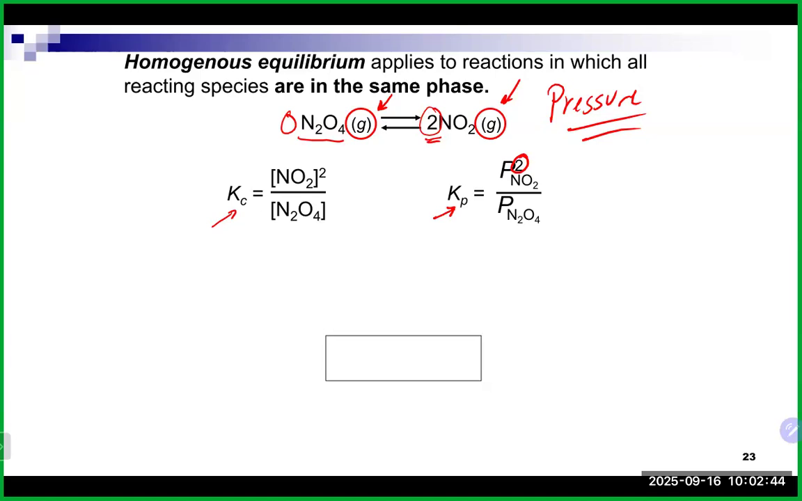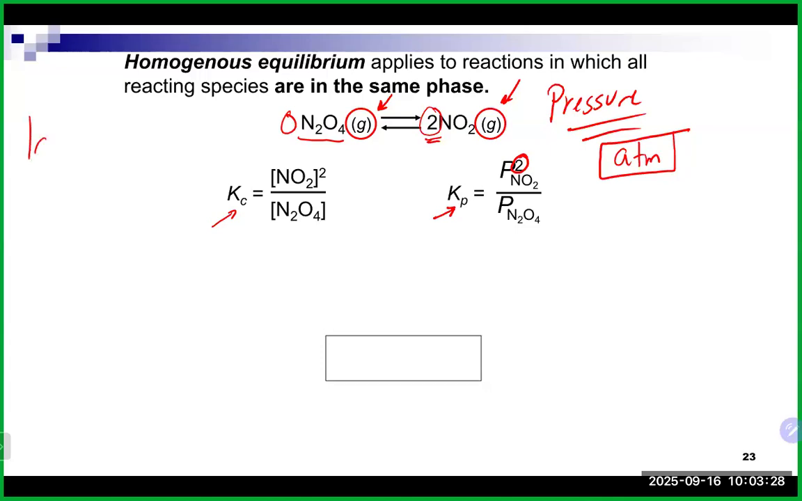Obviously, you need some gases involved in order to write a Kp expression. If you don't have gases, then you probably don't have pressure, so you can't really write one. Now, when we talk about pressure and doing calculations, which you absolutely can do, the standard unit of pressure usually is atmospheres, especially later on in the chapter when we start doing real equilibrium calculations. You usually want to make sure that your calculation is done in atmospheres and not some other unit like millimeters of mercury or torr.